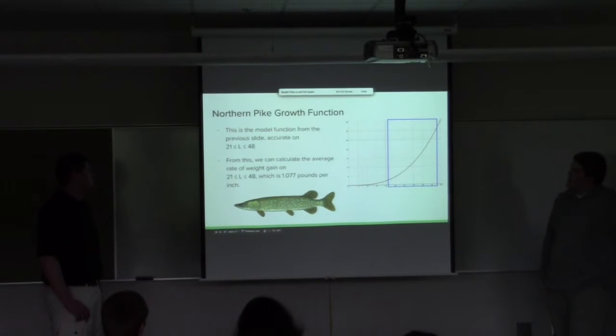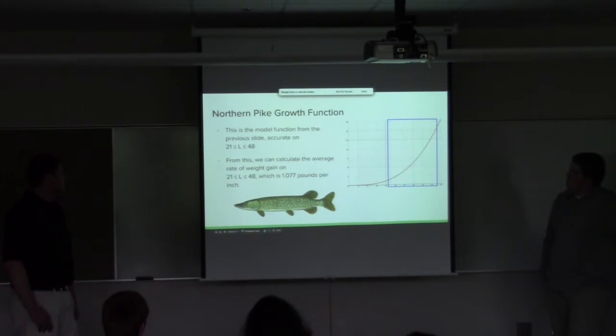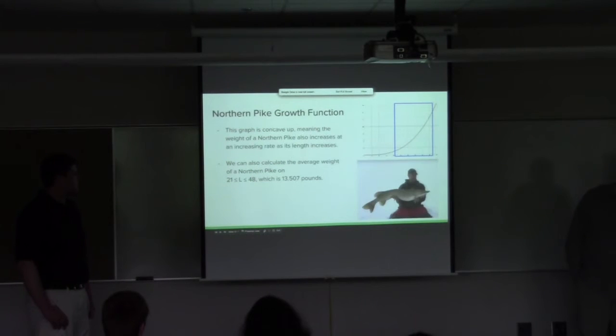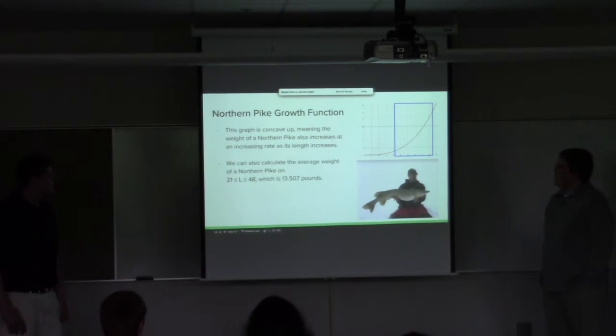This is the model from the previous slide. Northerns, as an adult, are typically between 21 and 48 inches, so that's what the graph is accurate on. We can calculate the average weight gain, which for the northern is 1.077 pounds per inch. And then we also calculated the average weight of northern pike using the same interval, 21 to 48 inches, and that was about 13.507 pounds.